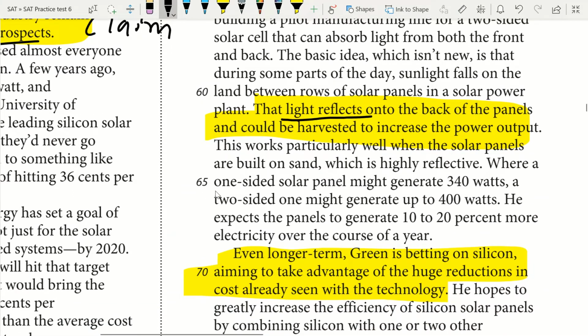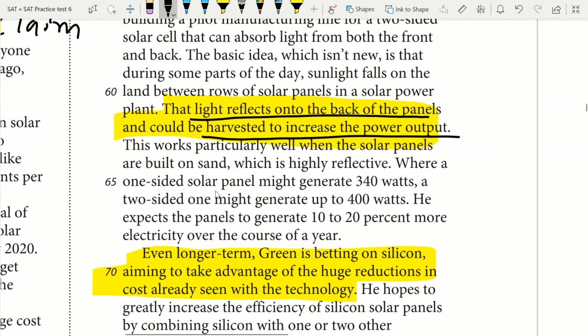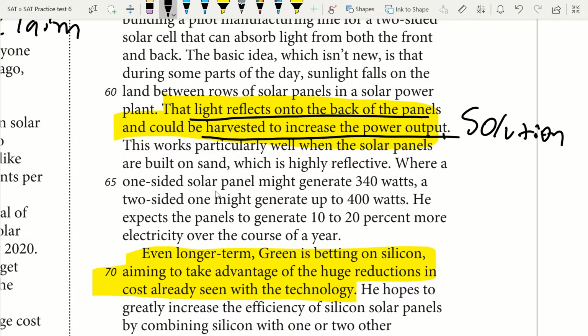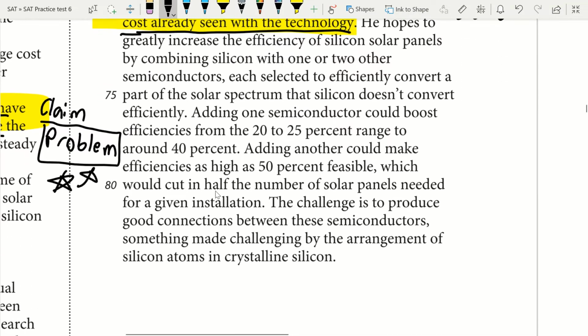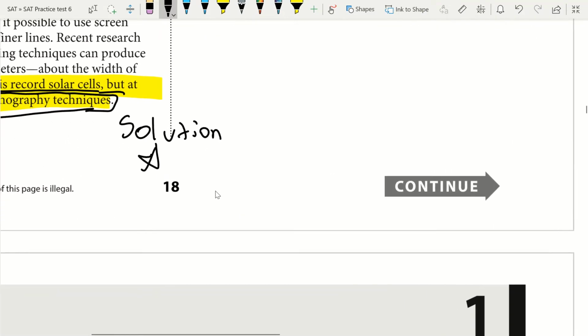Next, we have that light reflects back onto the panels and could be harvested to increase power output. Okay, increasing that power output, also providing me a solution to my problem. So I highlighted that as well. Even longer term, green is betting on silicon, aiming to take advantage of huge reductions in cost already seen with this technology. Okay, that's telling me that silicon is providing cost reductions. So once again, showing me my solution is going to be silicon based more than likely, according to green. All right, and then that takes us through there.